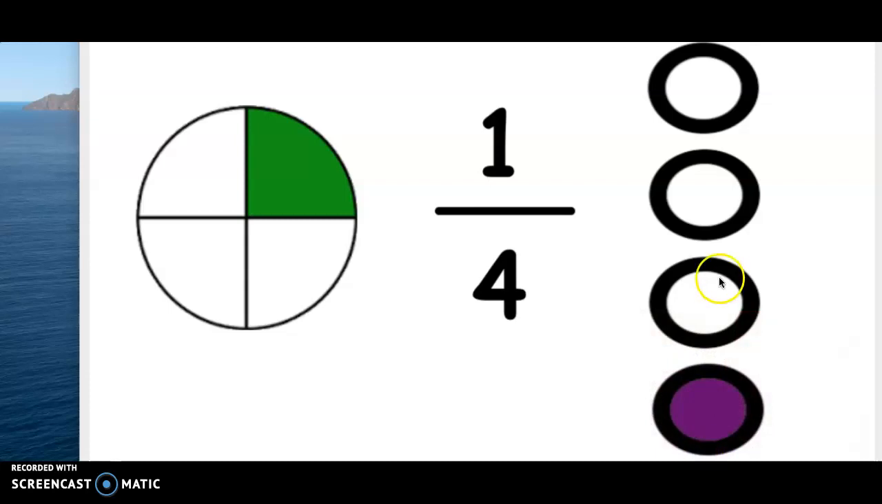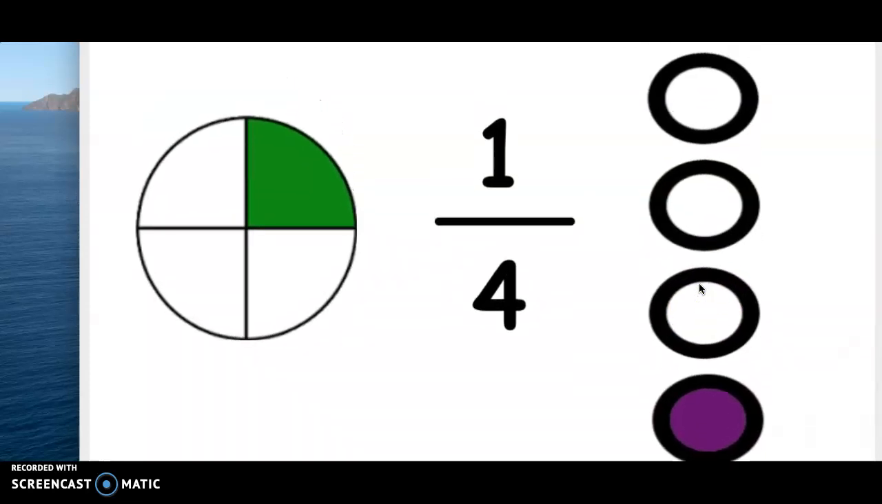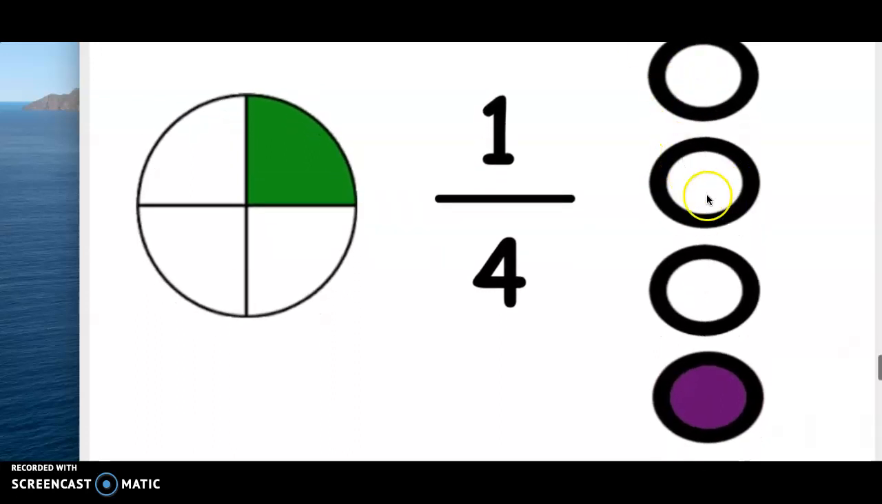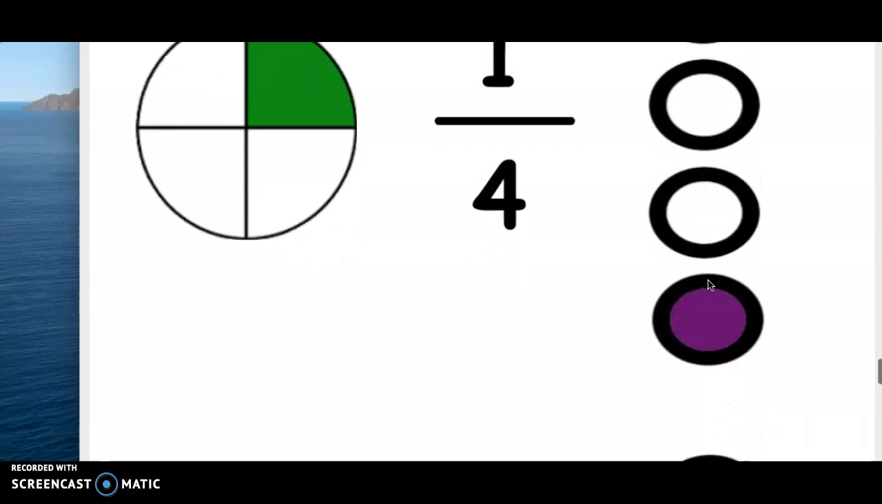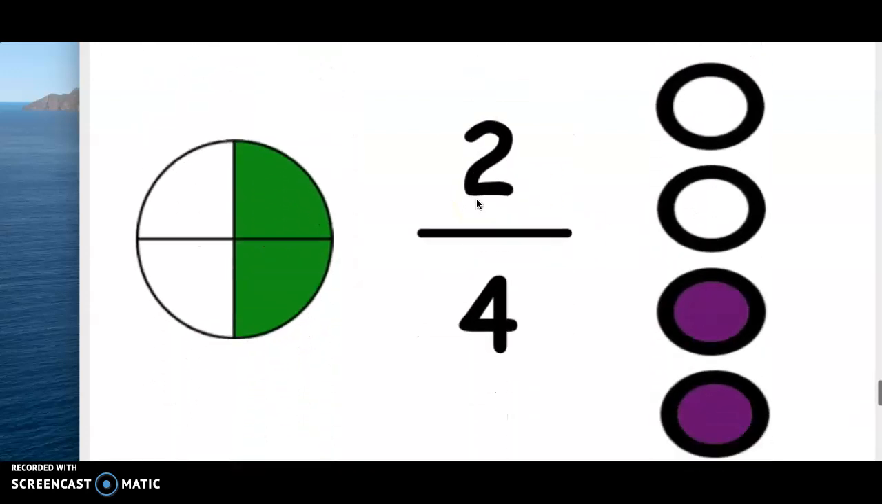Got it? We've got 4 equal parts. Can you see it? 4 equal circles. And how many are purple? 1 is purple, right? So 1, 2, 3, 4 circles, and 1 is purple. So that's 1/4. Let's write it. Ready? 1 line 4. 1/4. Good. 1/4. Look at the next page.